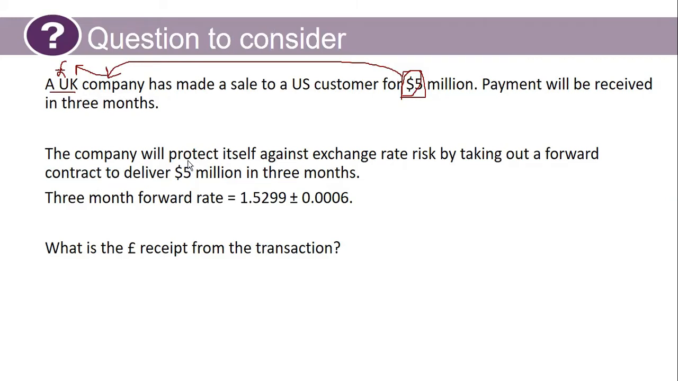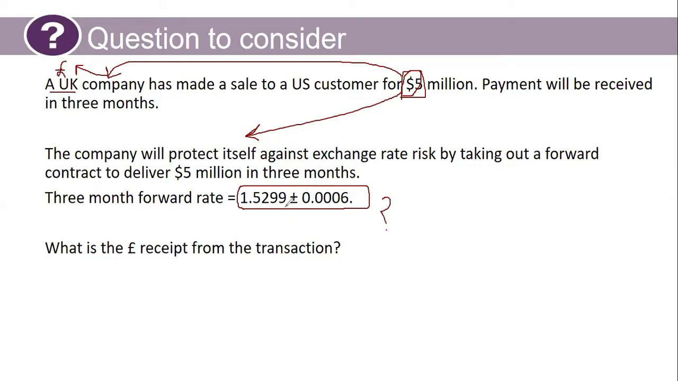So what you do, the company will protect itself against exchange rate risk by taking out a forward contract to deliver $5 million in 3 months. So you go to some bank and you tell them that I will bring $5 million to you after 3 months. You make a contract with me now. So I'm selling dollars to them. So the 3-month forward rate is 1.5299 plus minus 0.0006. So these are the rates I get. So I already know that after 3 months, when I go, there are no surprises. There are no question marks. It's clear because I already agreed my rate. I said that I will give you dollars. Tell me how many pounds you will give me. What is the receipt from the transaction?